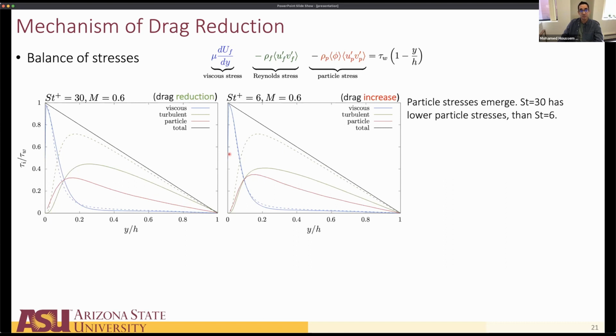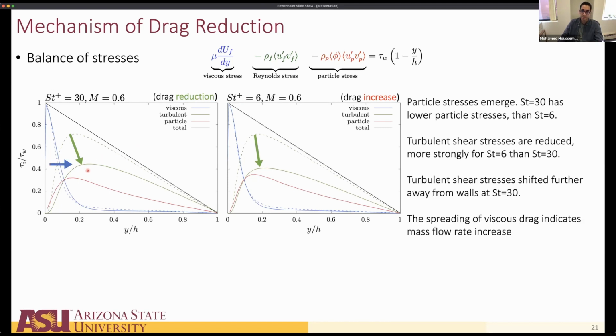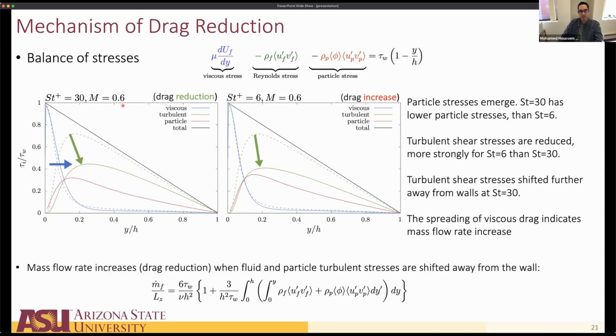What we see is that the drag increasing case of Stokes 6 actually does lead to a more significant reduction of the turbulent shear stress than the drag reducing case at Stokes 30. But what we see is that the viscous stress here widens in the Stokes 30 case, and that's because the particle and turbulent stresses are shifted to the right in the drag reducing case. And sure enough, that's the reason why you get an increase in mass flow rate.